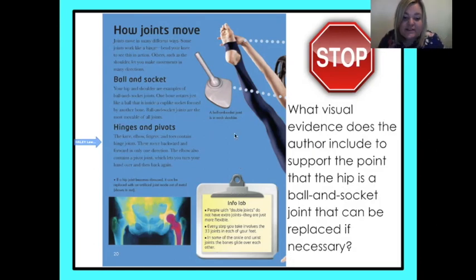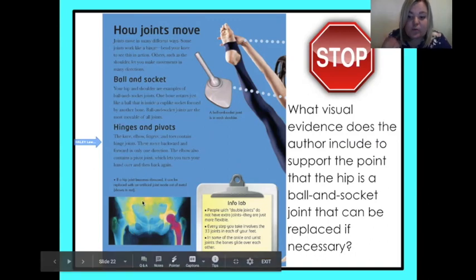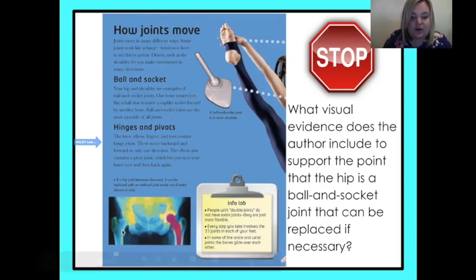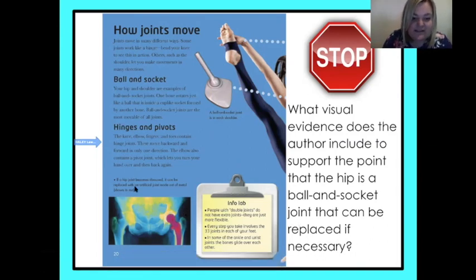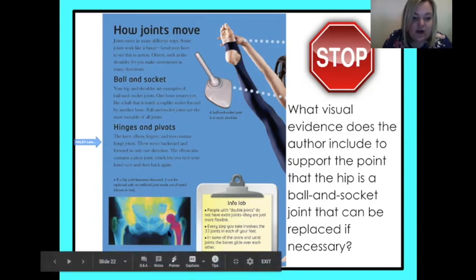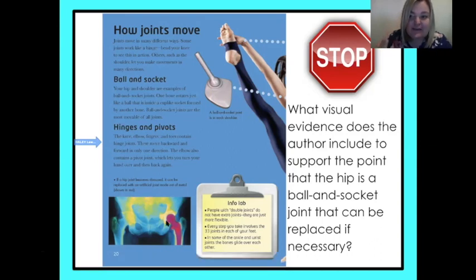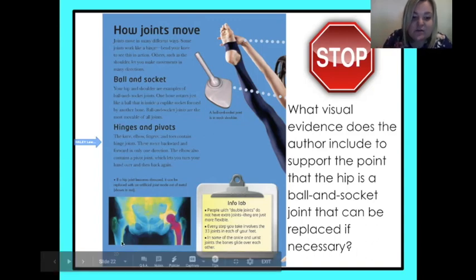So when we look at this visual down here, what about it supports that the hip, this ball and socket joint, can be replaced if necessary? Well, it's saying right here, that word that we just learned, artificial, is in red. So this is actually made by a person, and they had to replace the hip that was already in there. So this visual is supporting that, hey, your body can have one that's made by man that you had to replace what was in your body already. And then this is just your normal hip that was already there. So that is how that supports it.